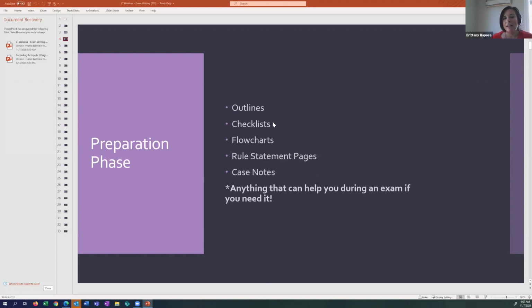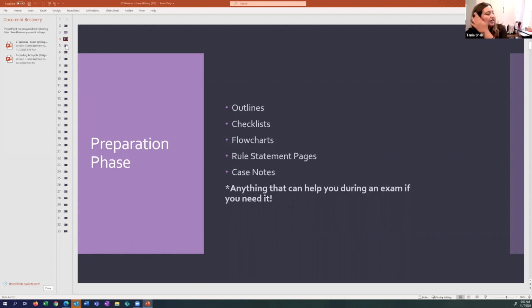Sometimes making a rule statement page is very helpful. Just what are the rules that I really need to memorize for this exam? It's like a memorization sheet that you can make for yourself. Any important cases that you think you might need on an exam or to discuss on an exam, you could also just get those ready to be discussed. And honestly, just make sure you're preparing anything that you need help with or that can help you write your exam or take your final exam.